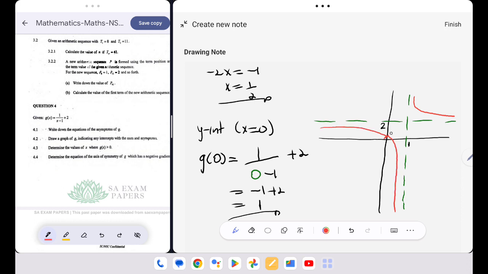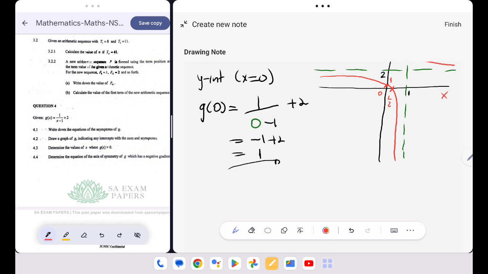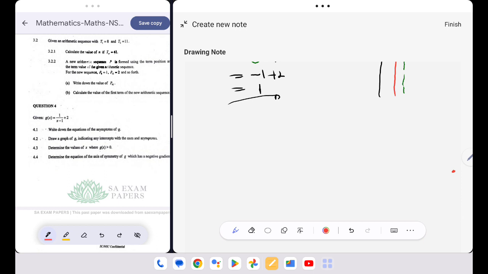I know that here my y-intercept is 1, my x-intercept is a half, y is 0, x-axis. Please don't forget to always label your intercepts. So that's my hyperbola. Okay, and then 4.3, I'm asked to determine the values of x for which the graph of g will be positive.